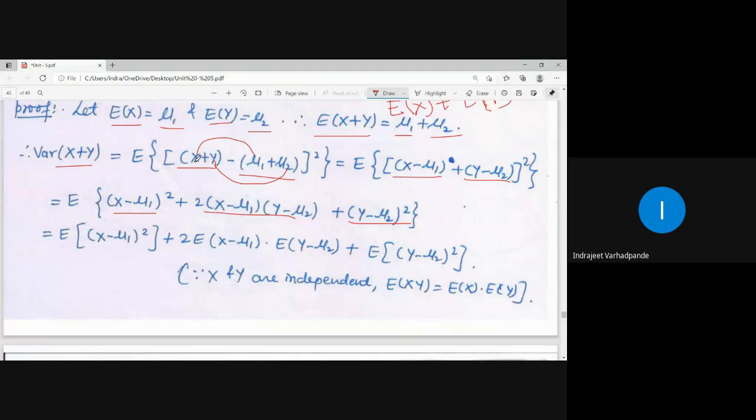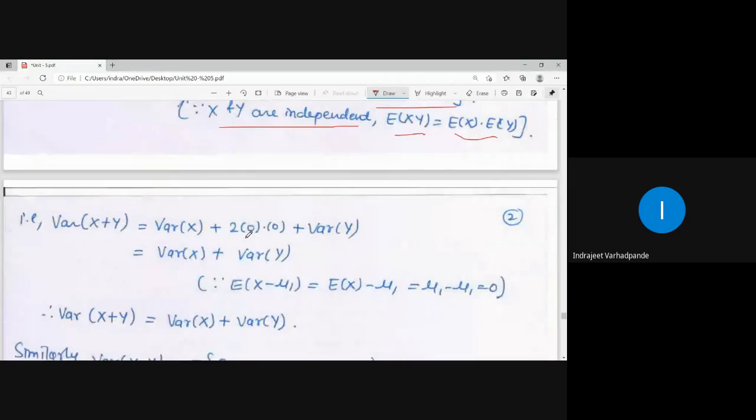What did I do? x is associated with mu1, y is associated with mu2, and in between it is plus now. So expectation of x minus mu1 plus y minus mu2, whole square. Now what is a plus b whole square? It is a square plus 2ab plus b square. Take individual expectations: expectation of this, 2 times expectation of this, plus expectation of this. But I know that when x and y are independent, expectation of xy is expectation of x into expectation of y. So this particular term becomes 0.